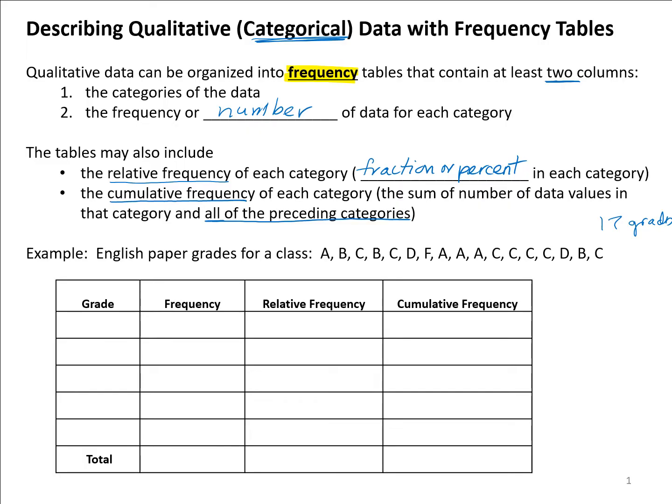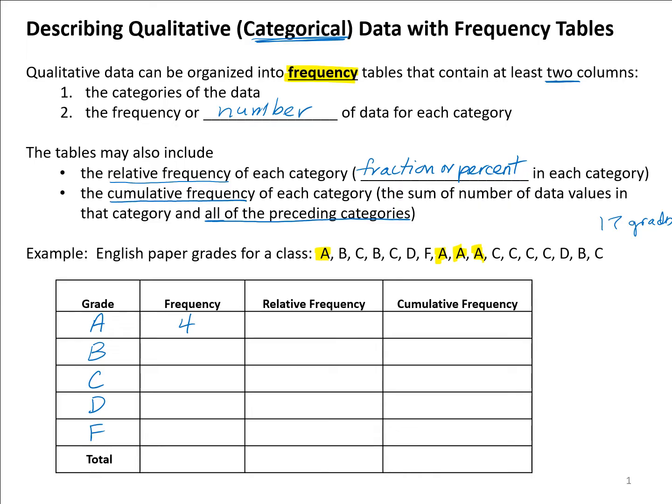And so I would want to, in my table, start by putting the grade or the category in. So I need to organize by grade, which would be the category. So I'd have A's, B's, C's, D's, and F's. The frequency would be how many of each of those we have. So for instance, we would count up all the A's. So I'm just going to highlight the A's here. I've got 1, 2, 3, 4 A's altogether. So I have 4 A's. So that would be the frequency.